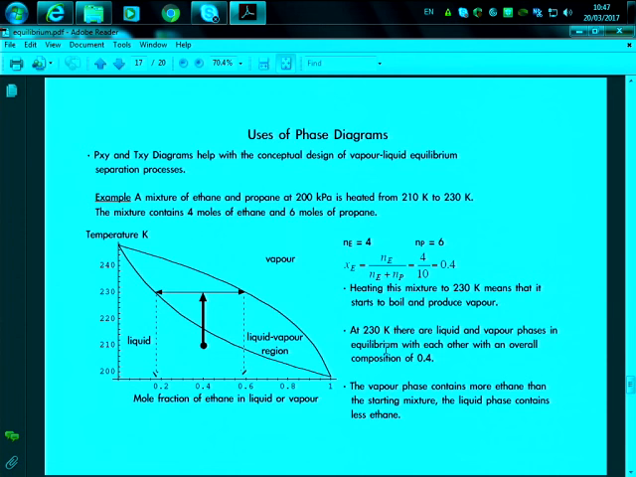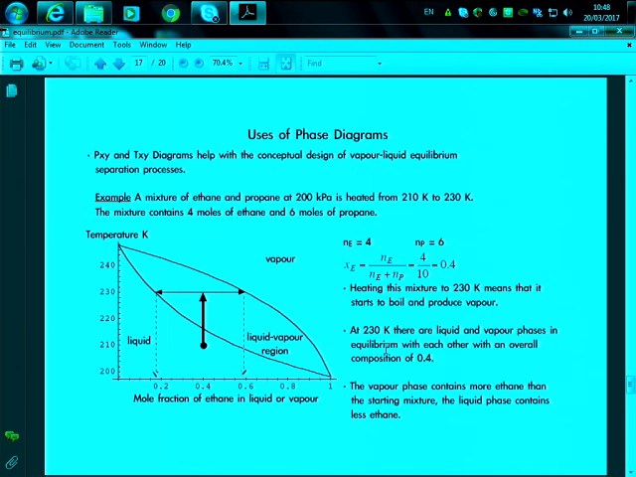So the mixture contains 4 moles of ethane and 6 moles of propane. Okay, so we can obtain the mole fraction of ethane just by adding up ethane and propane, 6 plus 4, 10, and moles of ethane, 4 over 10, 0.4. So that's the mole fraction of ethane. Then we locate ourselves in this chart at the mole fraction of ethane and the pressure of 200 kilopascals. Okay, sorry, the temperature 210 kelvins. So temperature 210 kelvins and 0.4. So we start here, right? That's where we are. And then it says that the temperature is heated up to 230 kelvins.